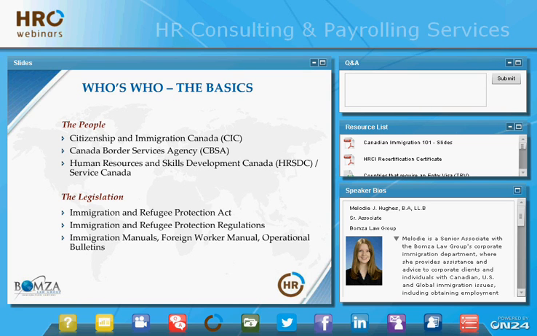The third key body is Human Resources and Skills Development Canada, HRSDC, or as we often like to call them, Service Canada. Service Canada is responsible for testing and really protecting the labour market. And it's Service Canada that adjudicates all labour market opinion applications, which we'll discuss in a little bit more detail, but that's the most common type of work permit in Canada. So you know who the people are.